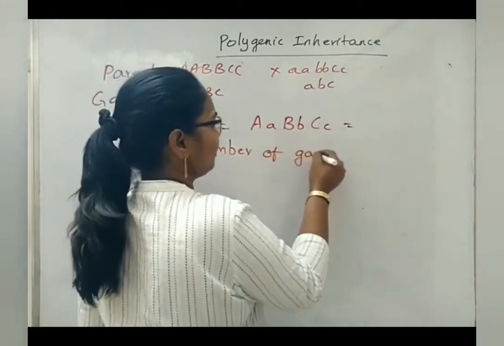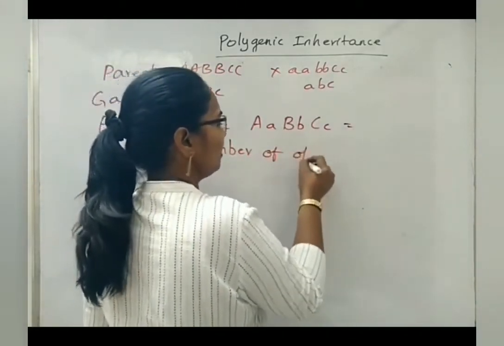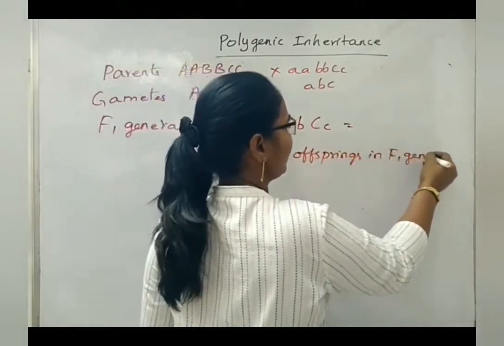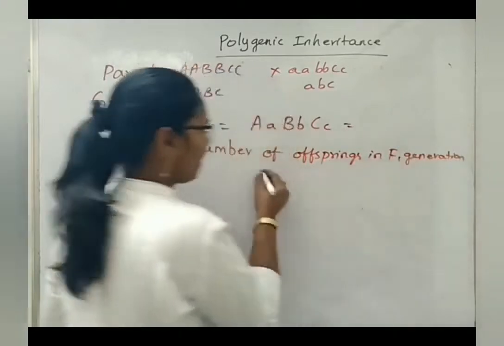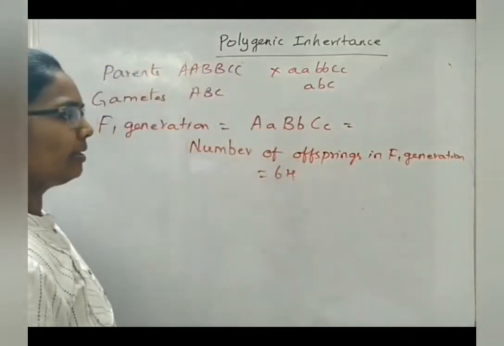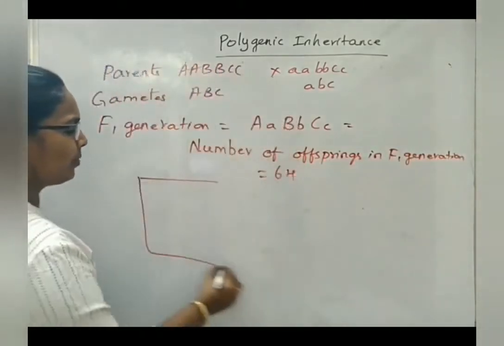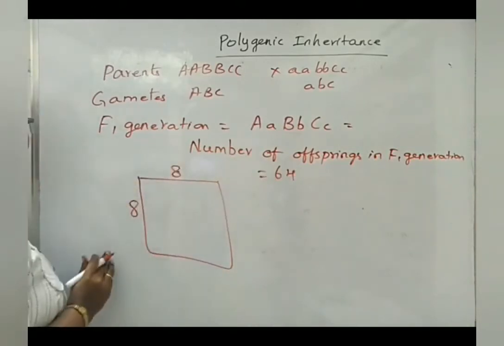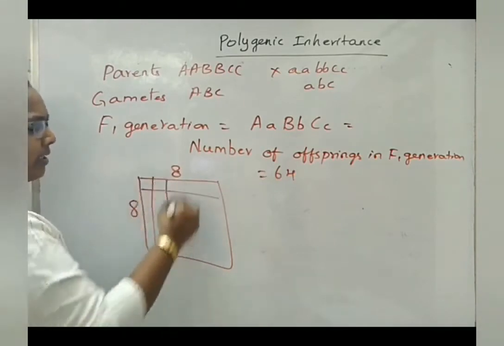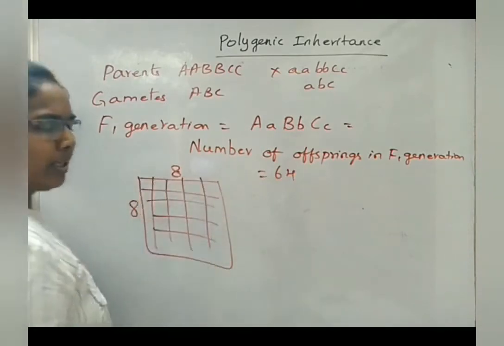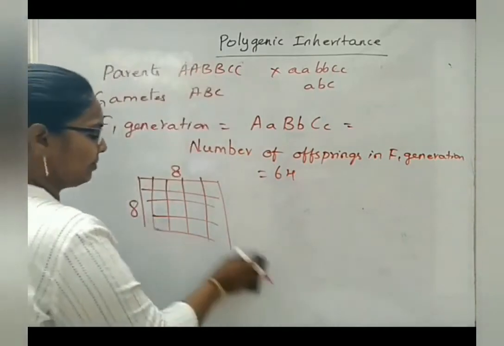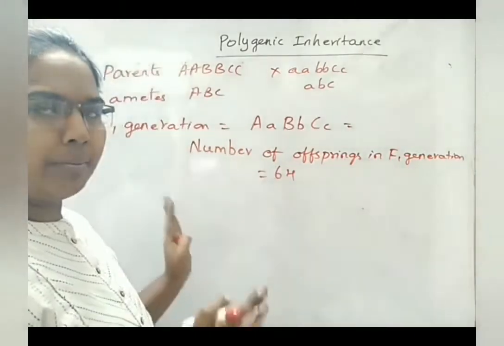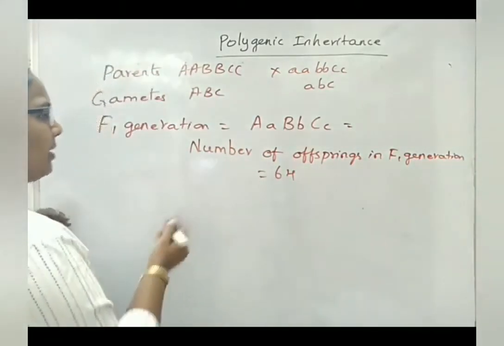The number of gametes, number of offsprings in the F1 generation, the answer is 64. Okay. So when we represent this in the form of a Punnett square, on the top you write 8 different types of gametes. On the left side you write 8 different types of gametes, and you can cross like this. Then you will get the total number of offsprings. While writing the Punnett square, you can write all 8 types as capital A, capital B, capital C, all the gametes like that.